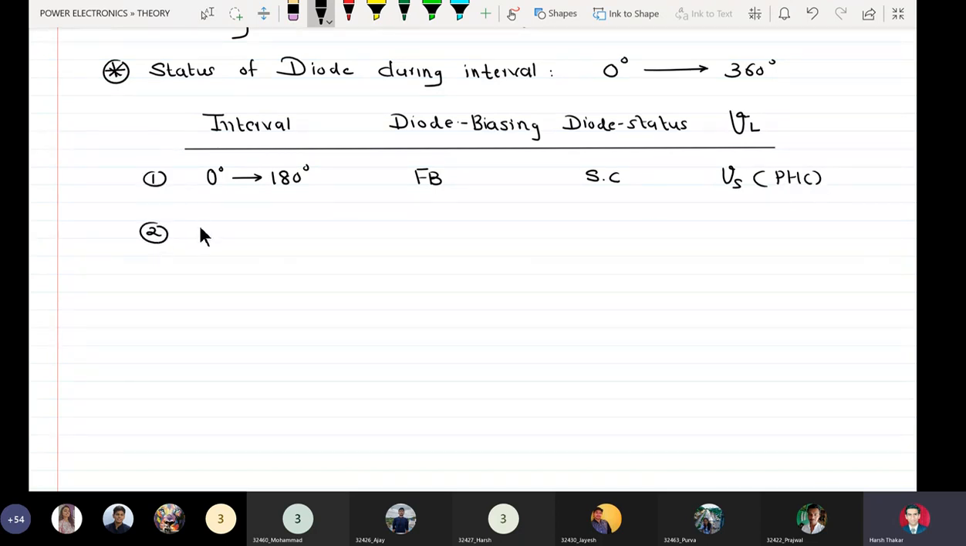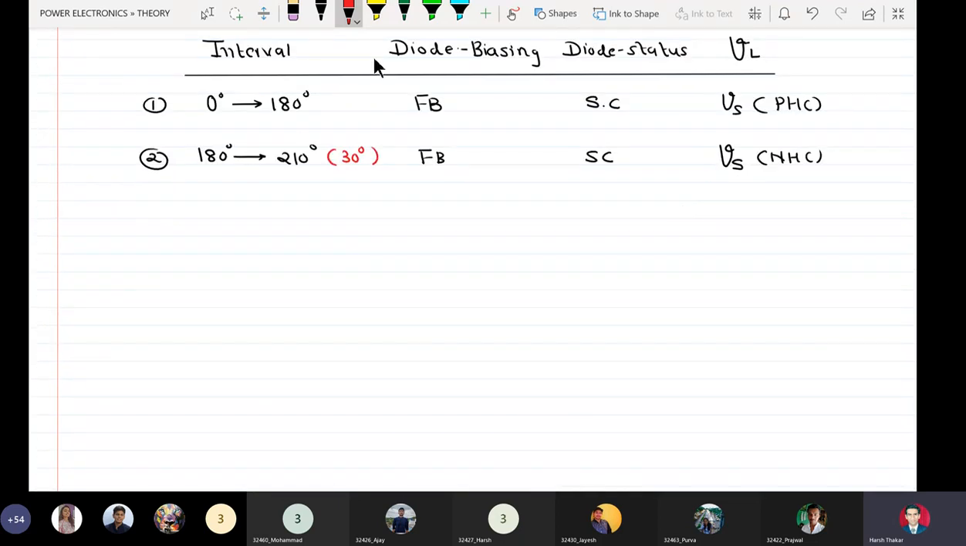The second interval will be from 180 degrees to 210 degrees. Diode biasing is forward bias, acts as short circuit, and students, the load voltage is still equal to the source voltage, but it is negative half cycle, right? So how much portion of negative half cycle comes out? Only 30 degrees. Only 30 degrees out of 180 degrees of the negative half cycle will come at the output.